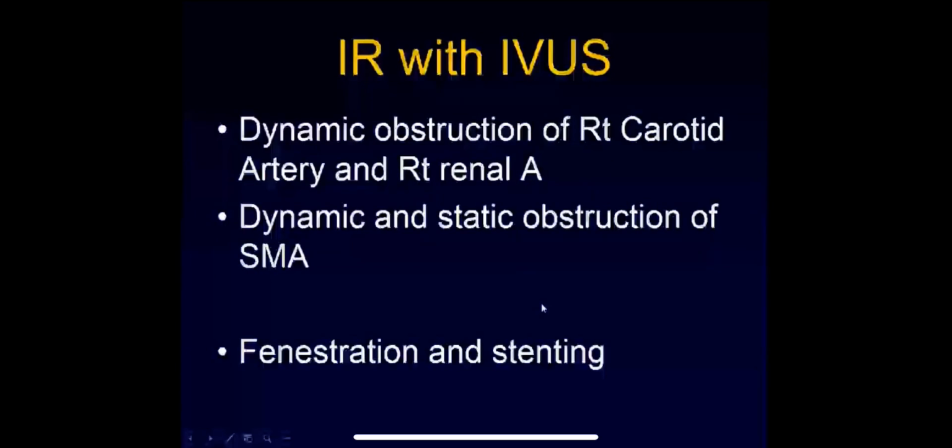And this patient underwent IVUS, and they had dynamic obstruction of the right carotid artery, as well as the right renal artery, and dynamic and static obstruction of the SMA. They underwent fenestration with stenting of these vessels.